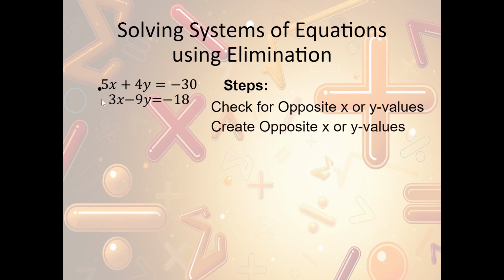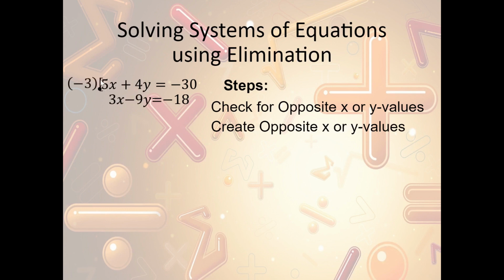Now on all the previous ones, one of the coefficients was a factor of one of the other coefficients. So we were able to just multiply one of the equations. Now what we should notice though is I can't multiply 3 by anything to get 5. And I can't multiply 4 by anything to get 9. So I'm actually going to have to multiply both of the equations now. So I can pick either the x values or y values. Now the y values are going to get really large if I start multiplying by 9. So I'm going to use my x values.